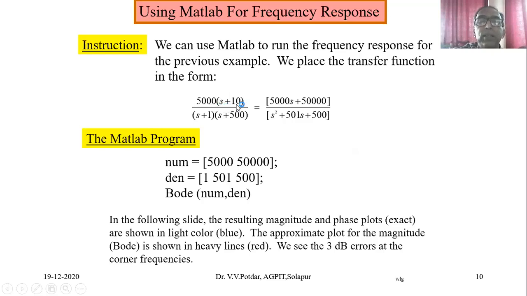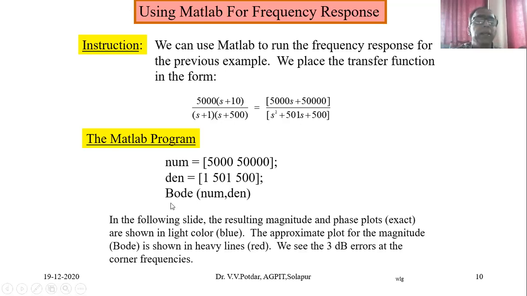5000s plus 5000 times 10, so 50,000, divided by, I just multiply these terms, I get a quadratic term, that is s square plus 501 s plus 500. So I have to just simplify and write the transfer function. The MATLAB program is also very simple. Numerator num is equal to, the brackets correspond to a row matrix. These are the multiples of s and the constant term, so 5,000 and 50,000. For the denominator, the s square term is 1, the s term is 501, and the constant term is 500. So 1, 501 and 500 in the denominator.